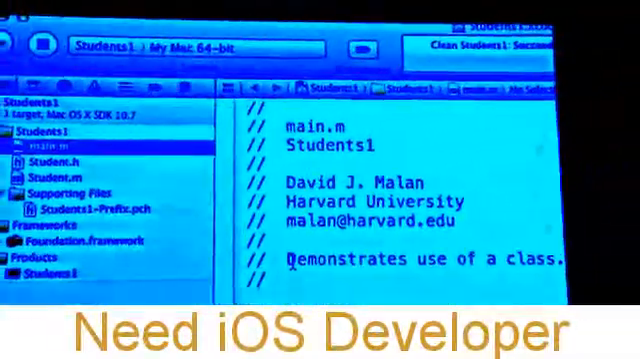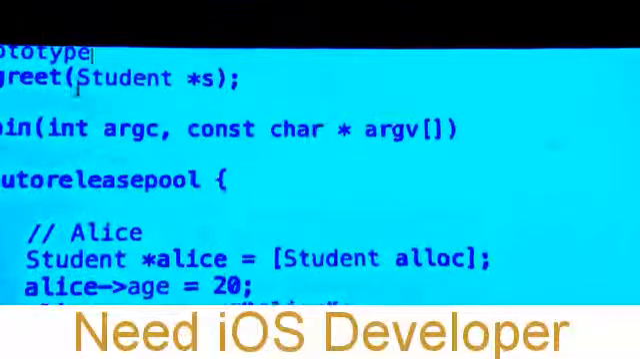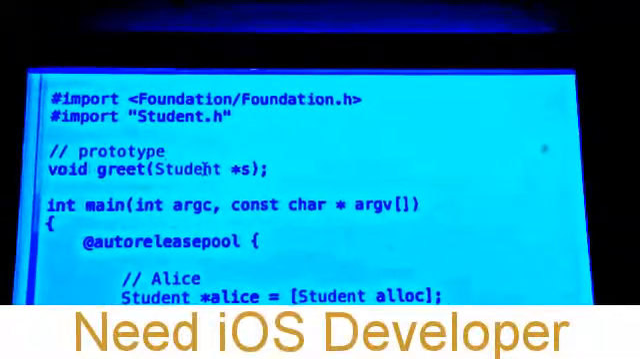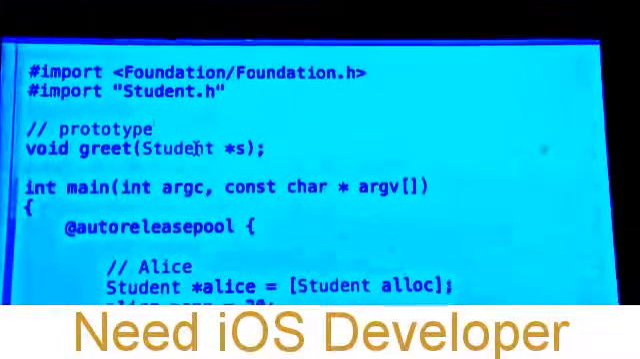So let's take a look at the first, main.m, as to what this program is supposedly doing. At the very top, we have some familiar stuff now. Import Foundation.h. And as an aside, what does it mean that there's Foundation/Foundation.h?